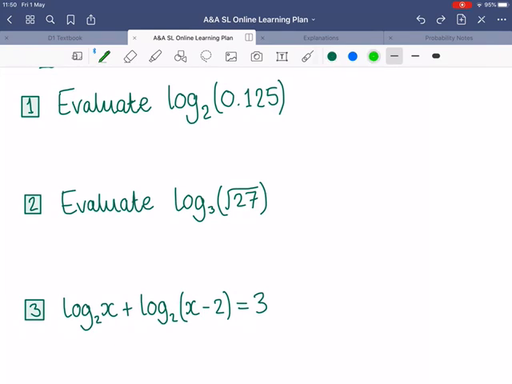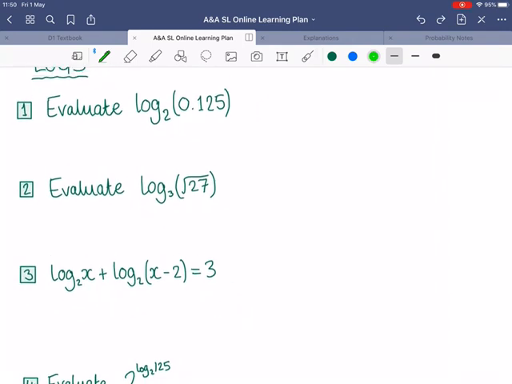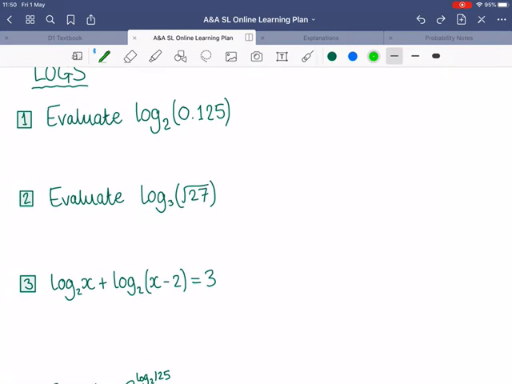But now to some other examples of various log rules that we can use, and a few little tricks as well. So not too hard to start off with. Log base 2 of 0.125. Now, the first step here, I think, would probably have to be changing the decimal to a fraction. That's going to make it a lot easier.